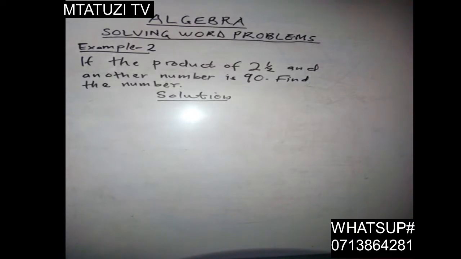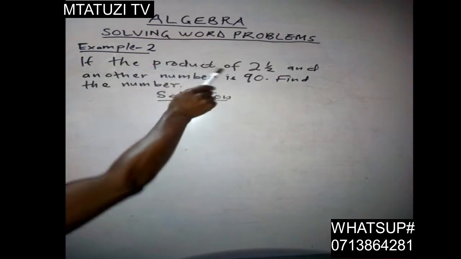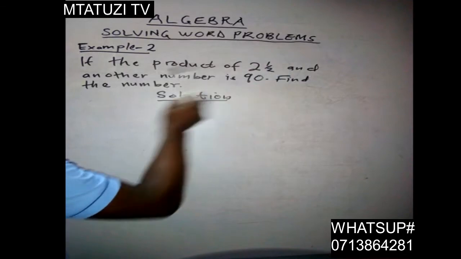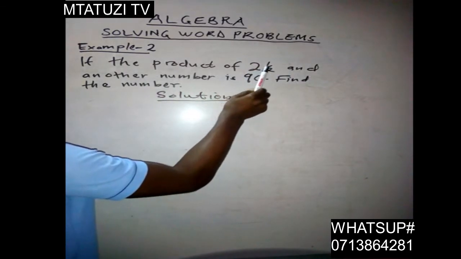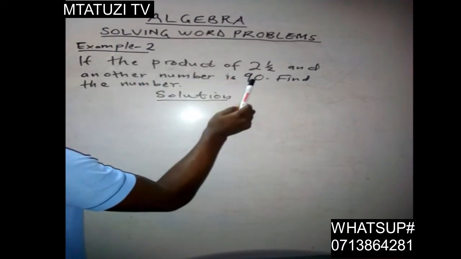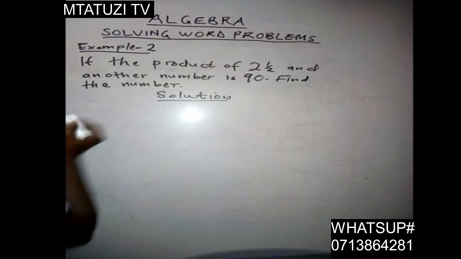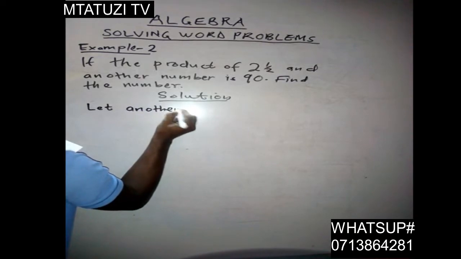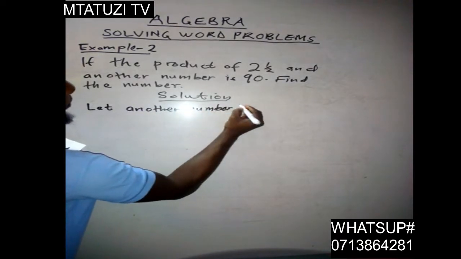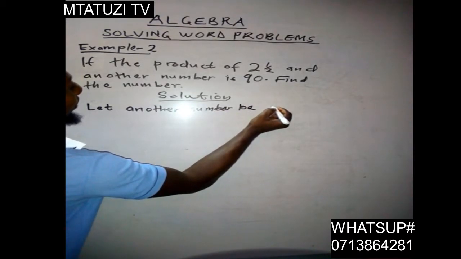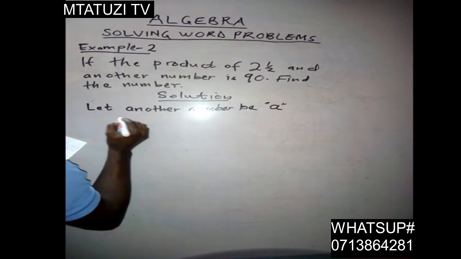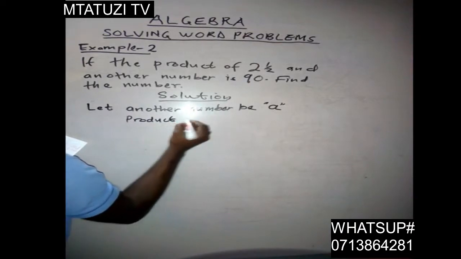So if the product of 2.5 and another number is 90, find the number. First of all, product means what? Product means multiplication. So 2.5 is multiplied by another number. When 2.5 is multiplied by another number, the result is 90. Find that number. Do you know that number? You don't know. So let another number be A. So therefore, now product means what?